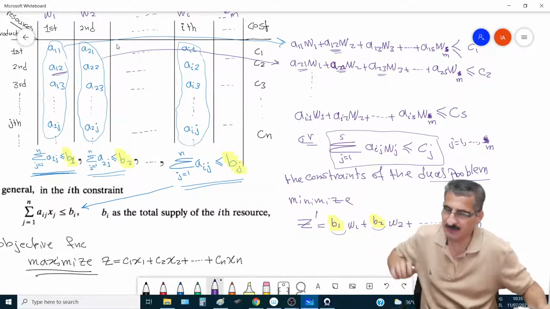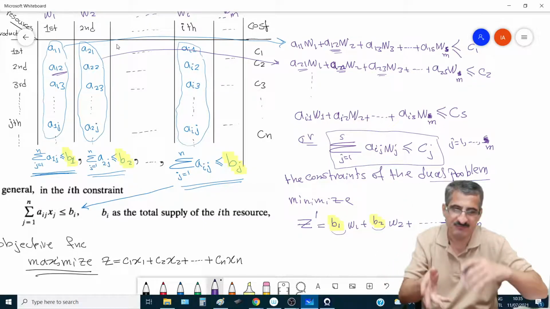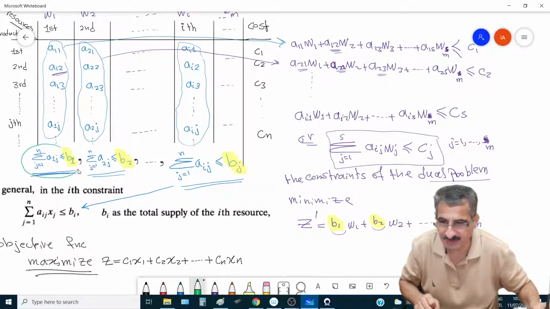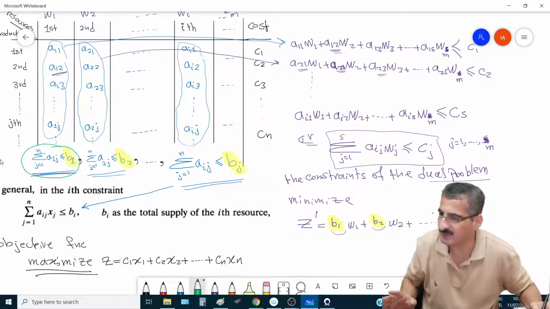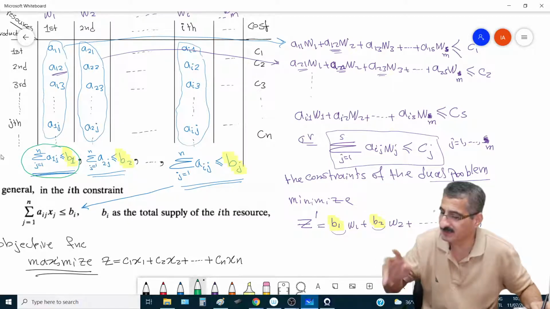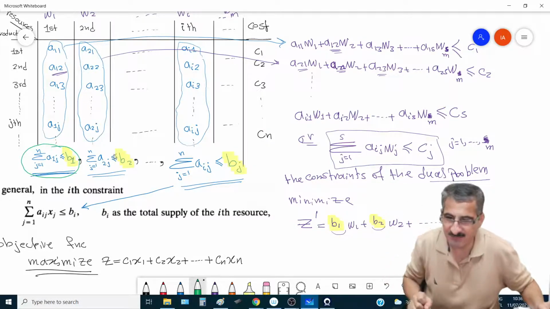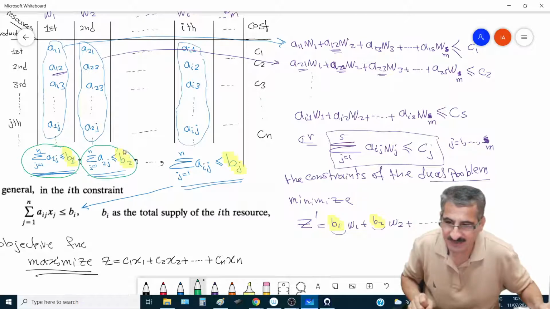Every column gave me a constraint, and every constraint, what is the number of columns? Tell me. What is the number of B's? No, both of you are right, but that means number of what? What are these?